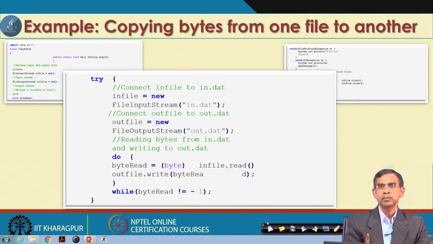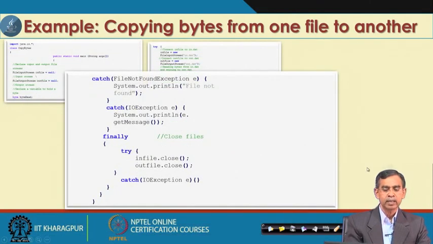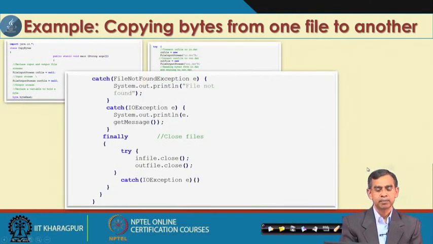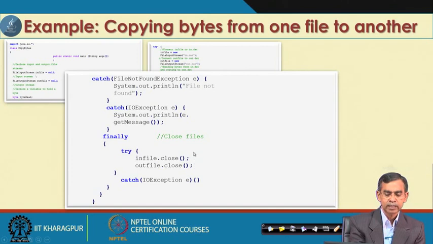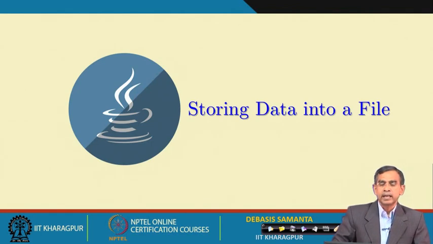The concept is more or less the same in each case, only the mode, the way we read and then copy, differs. Here in this example, we do it in the form of a byte. And then finally, we have to have some closing mechanism, that is the closing. So we have learned about reading, writing, copying and then storing data into a file.